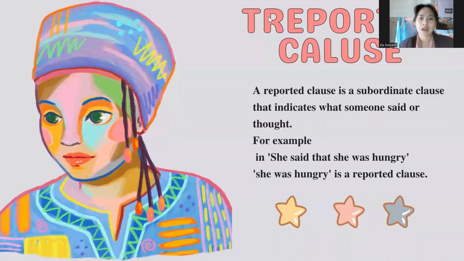Reported clause. Sorry, I made a mistake with the writing. A reported clause is a subordinate clause that indicates what someone said or thought. For example, she said that she was hungry. "She said" is the reporting clause, but "she was hungry" is the reported clause.